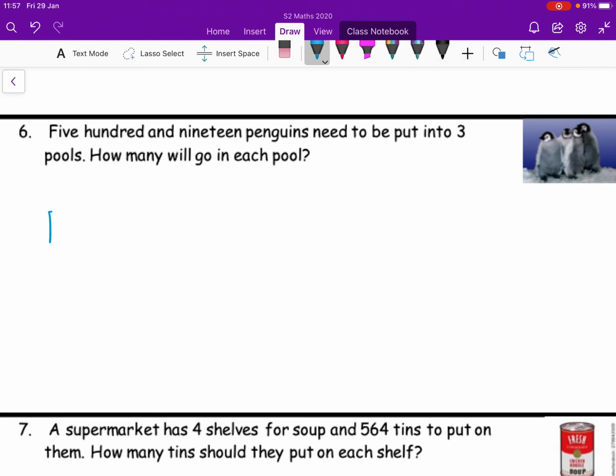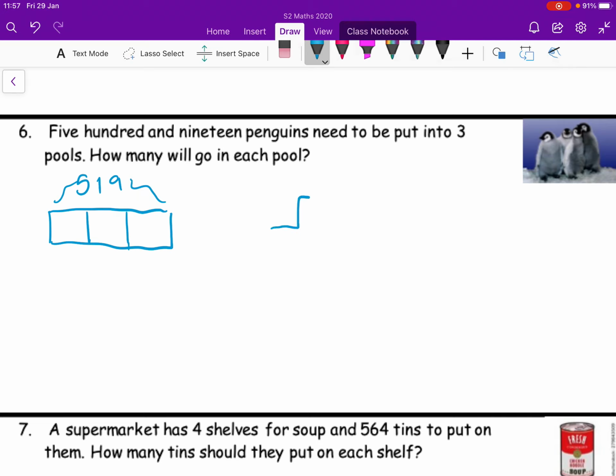So again, let's draw it as a little bar first. Let's represent it. So I've got 519 penguins, so that's the total, and I want to split them, so share them between the 3 pools. Okay, so again, I have that problem. I don't want to have to draw out 519 little dots to help me here. That's too many. It'll take all day.